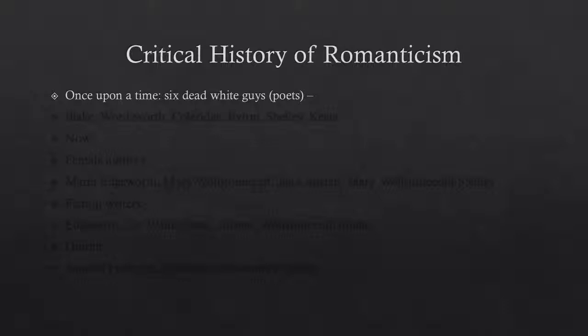the study of 6 white guys. Blake, Wordsworth, Coleridge, Byron, Shelley, and Keats. To really know the Romantics, to pass an exam on the Romantics, you would just need to know these 6 poets. And they're still considered the biggest figures of Romanticism.